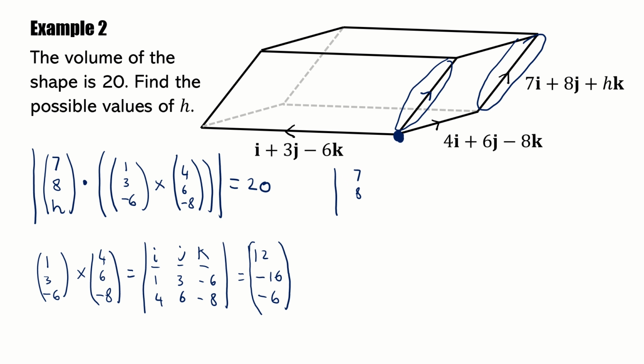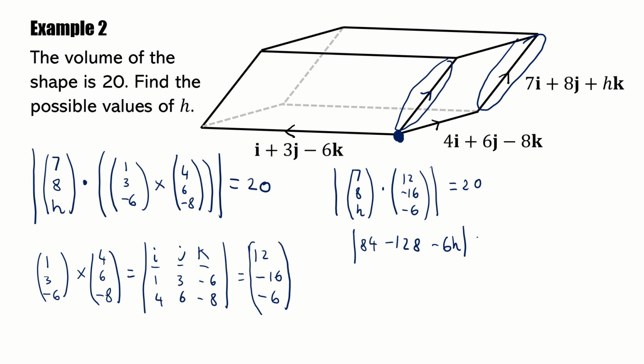(7, 8, h) dotted with (12, -16, -6). And therefore that's still equal to 20. Working that out, 7 times by 12 is, of course, 84. We've got -16 times by 8, which is -128. And then lastly, we've got -6h. But this is being modulus.